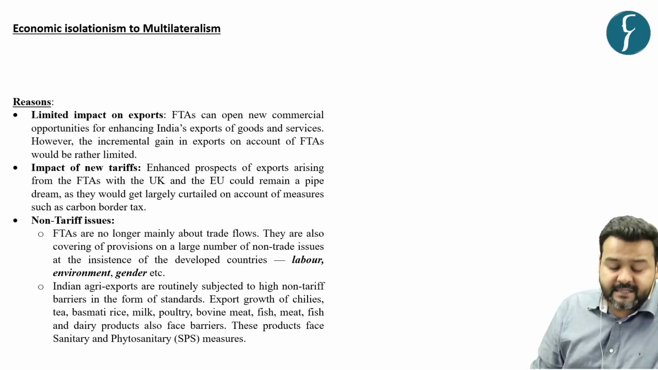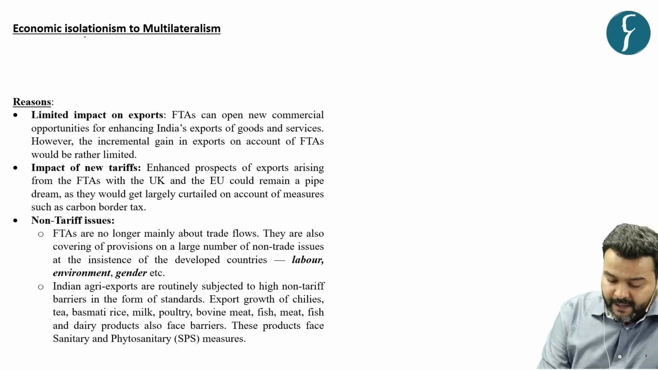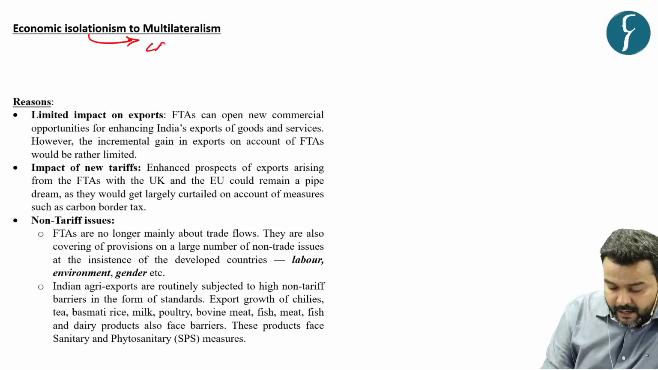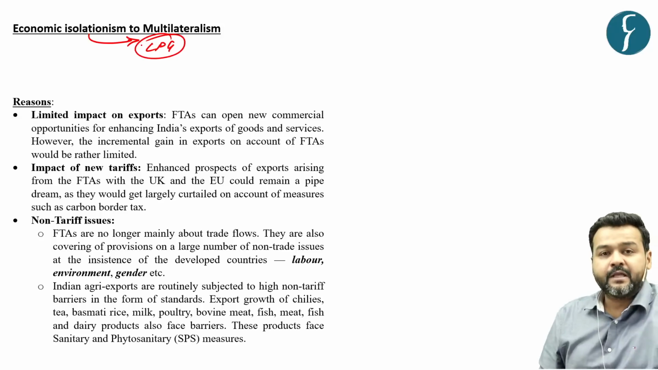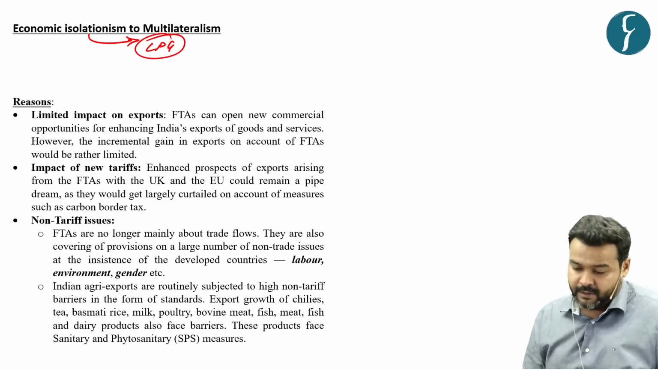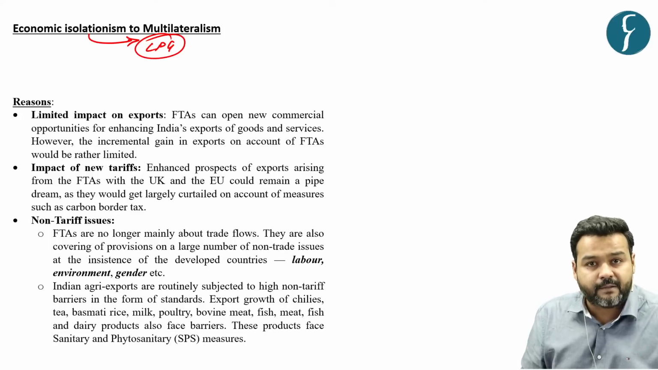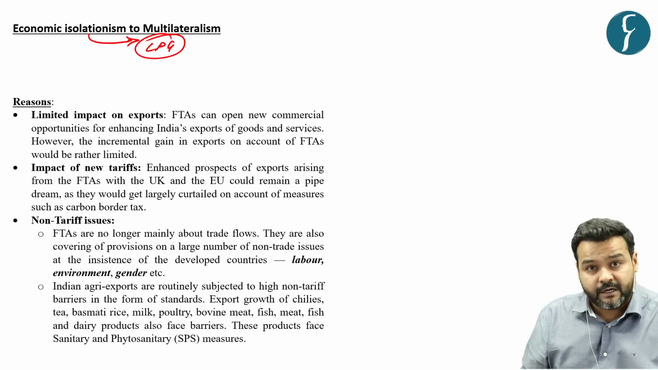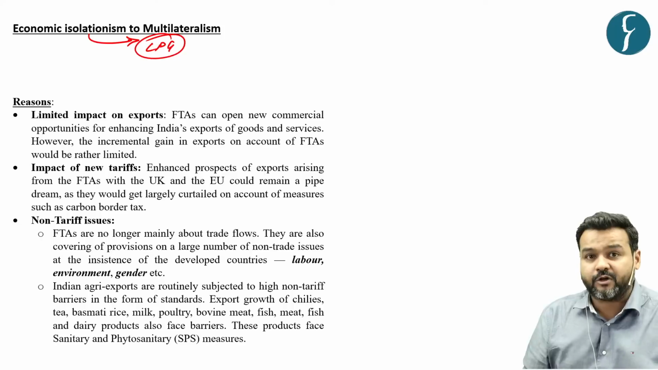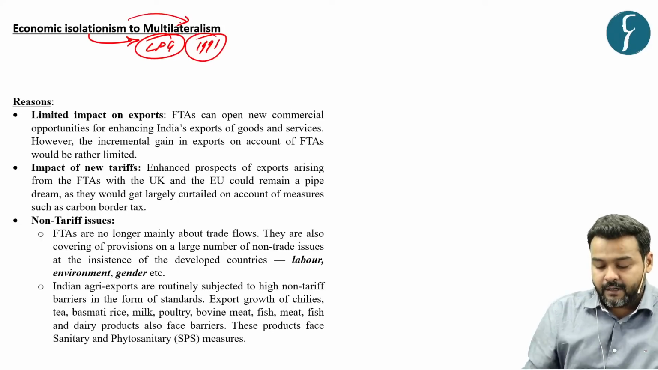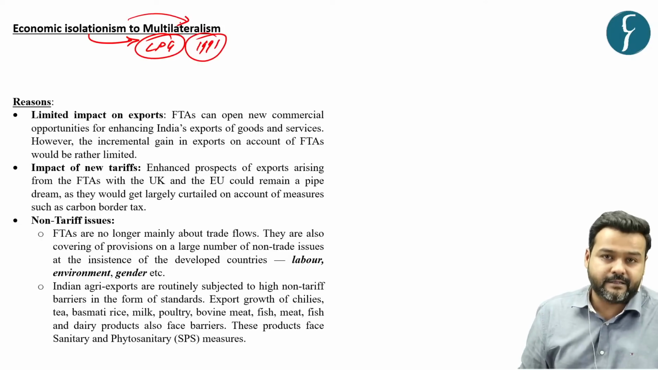So he says, in 1991 what happened? We moved from economic isolationism to multilateralism through our LPG reforms. Before that, on the pretext of a nascent economy, we were apprehensive of opening up the economy to the globalized world. So we decided for the first time in 1991 to open it towards multilateralism.